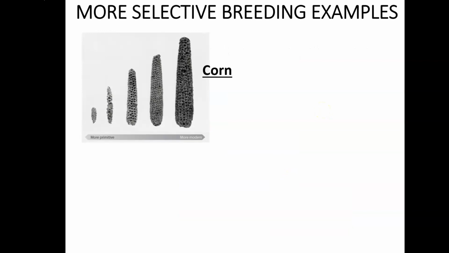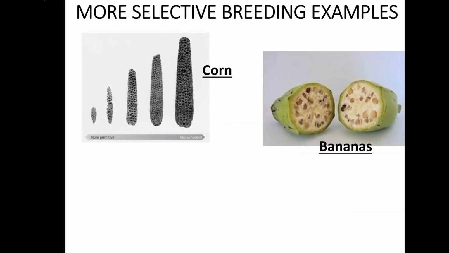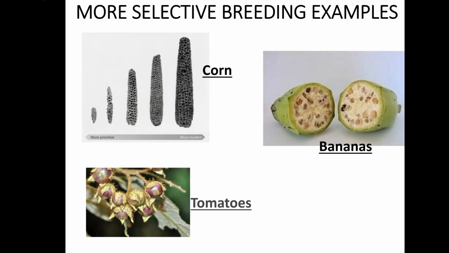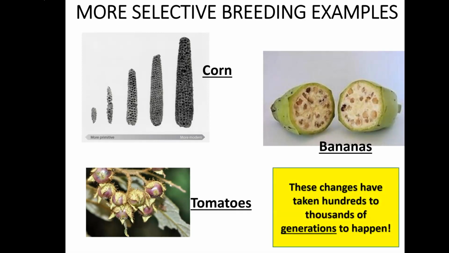More examples include corn, bananas, tomatoes, and you can see that over the years, this is more primitive. This is what they used to look like, but this is a more modern husk of corn. And over the years, they've been selectively bred to produce larger husks.